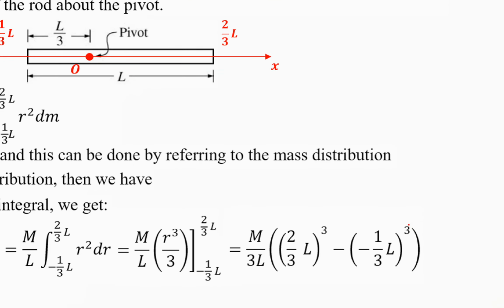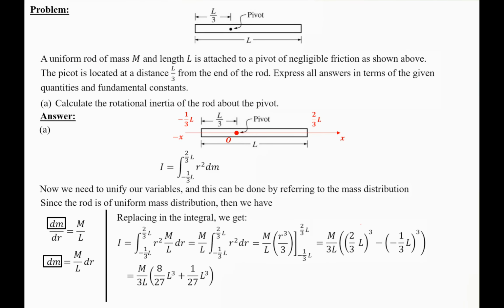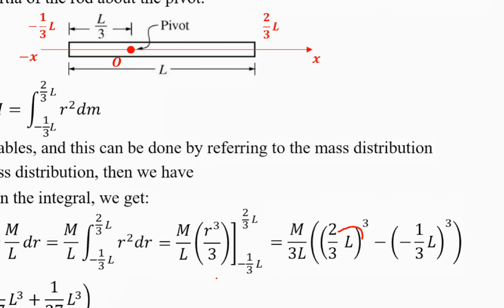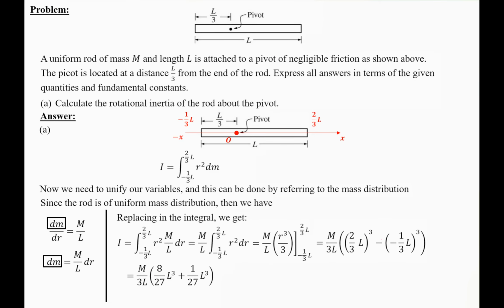Now here, because the power is odd, we have an additional minus sign, and with the subtraction that would give us plus. So the cube of this whole fraction gives us 8 over 27, and similarly here that would give us 1 over 27, and if we do the simplification, we're left with 1 over 9 M L squared.